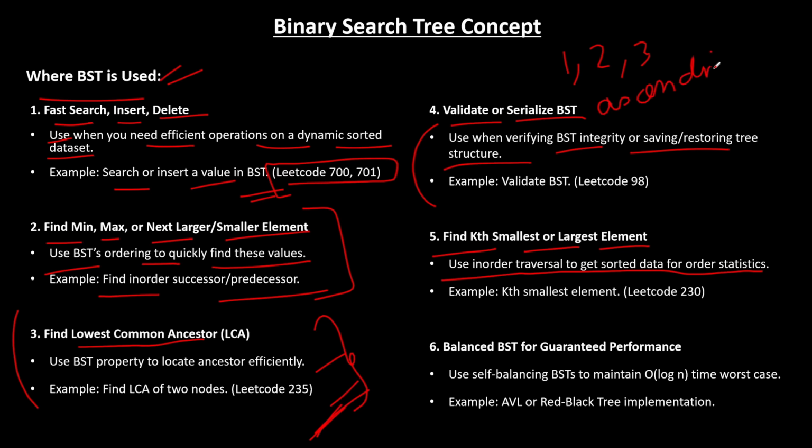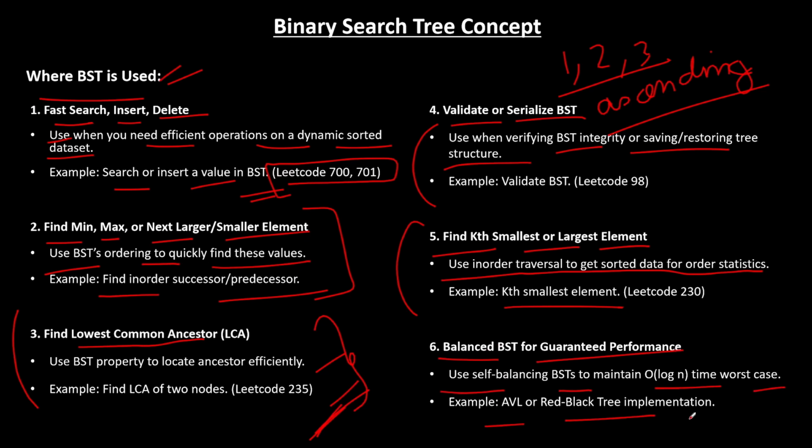Please keep that in mind. Always you get ascending order values when you traverse the binary search tree in order traversal. So this way you could find a k smallest element, k largest element, anything you want, right? And balance BST or guaranteed performance is basically using self-balancing BSTs to maintain log n time worst case, such as AVL or red black tree implementation.